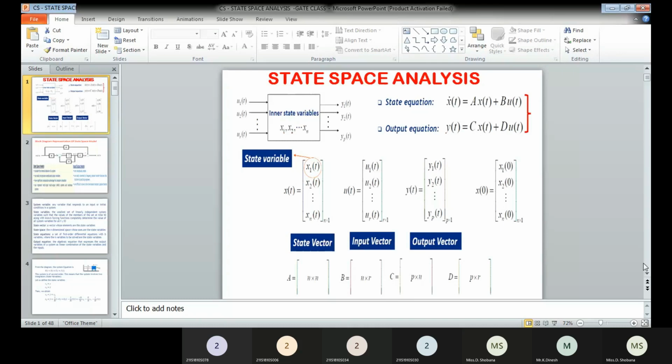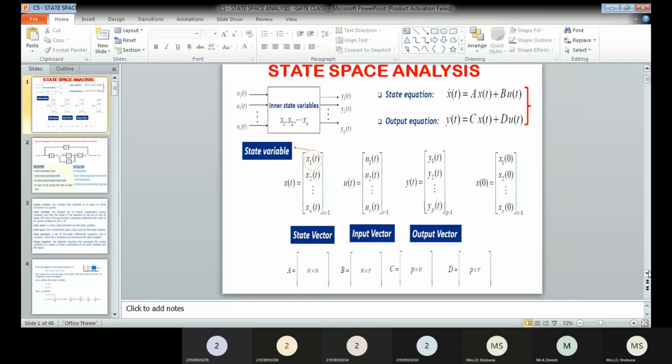In the general case, the state equations and the output equation can be written in matrix form. The A matrix will be an n cross n matrix, B will be an n cross p matrix, C will be a q cross n matrix, and D will be a q cross p matrix. This will be the general state space representation of any system, with the state equation and output equation in matrix form.